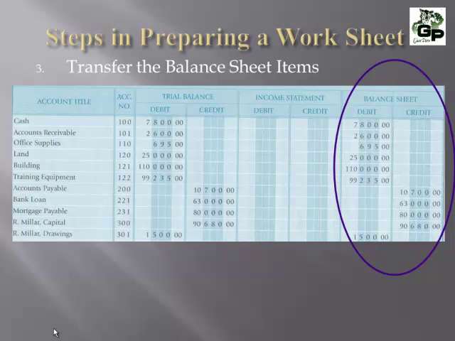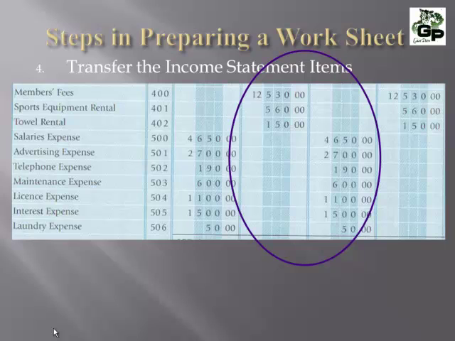Step 3. We then take the balance sheet items. Now remember, that's only your assets, liabilities, and equity accounts. And we transfer those values from the trial balance columns to the balance sheet columns exactly the way they are. Step 4. We transfer the income statement items, which, as you know, is only the revenue accounts and the expense accounts, exactly the way they were on the trial balance columns.